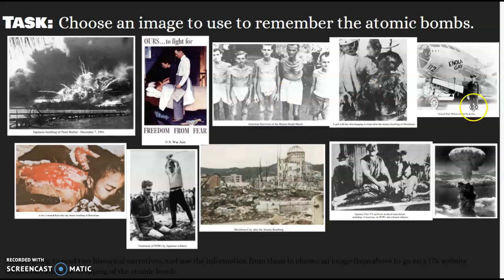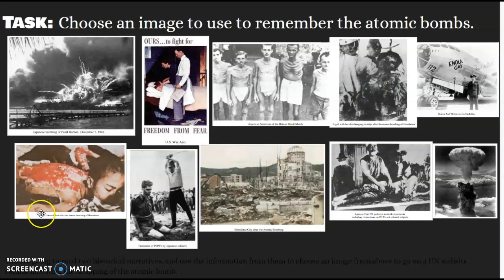The fourth image is a girl with her skin hanging in strips after the atomic bombing of Hiroshima. This shows the human suffering because of the atomic bombs. So you can commemorate the bombs by showing how horrible the effects were of them. Here you have the Enola Gay, which dropped the first atomic bomb, and it's got General Paul Tibbets, who was the pilot, and that one can be used because it obviously dropped the atomic bomb.